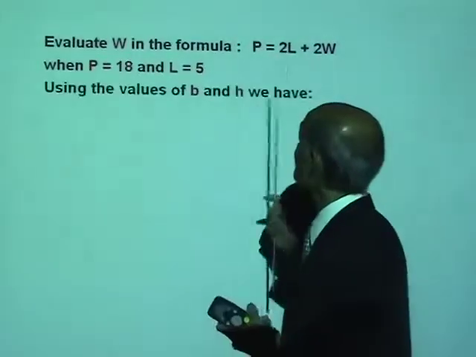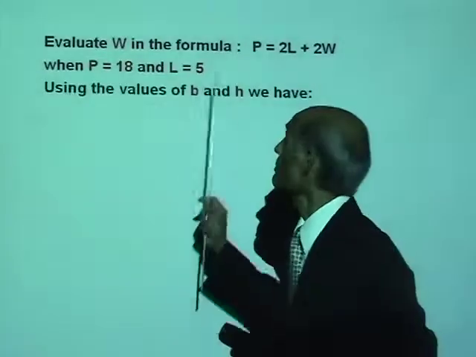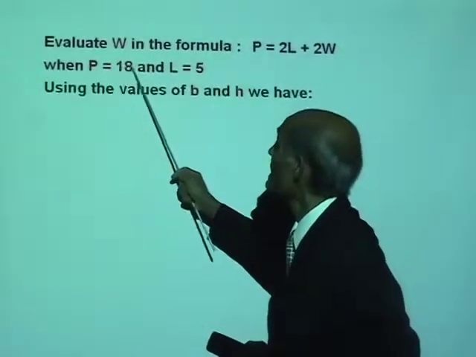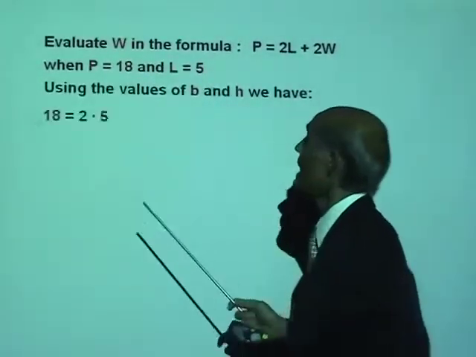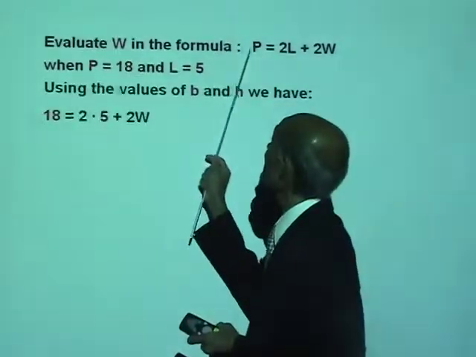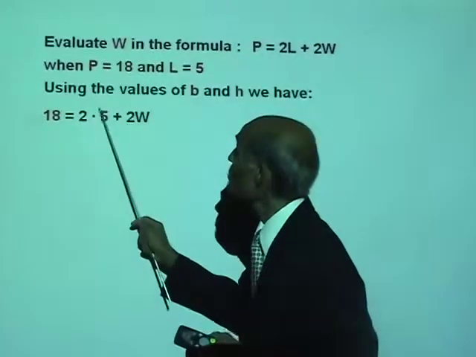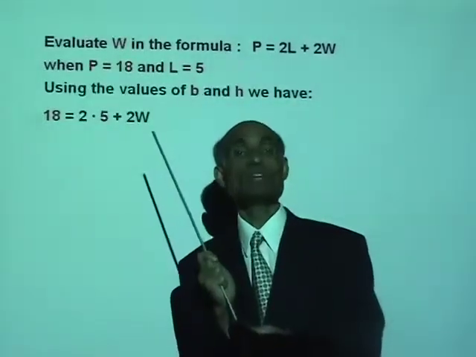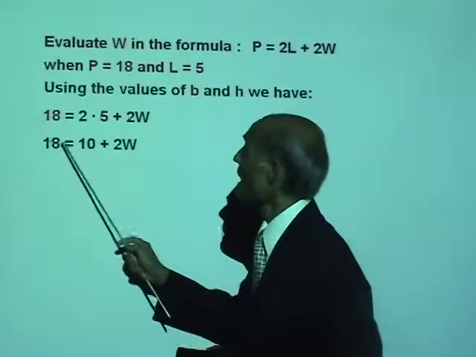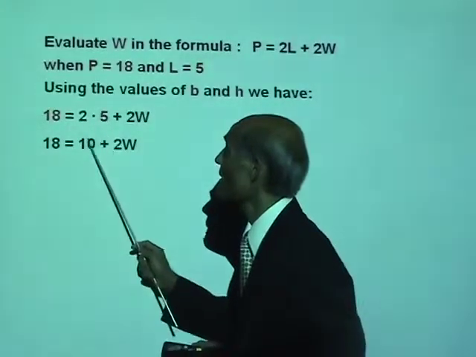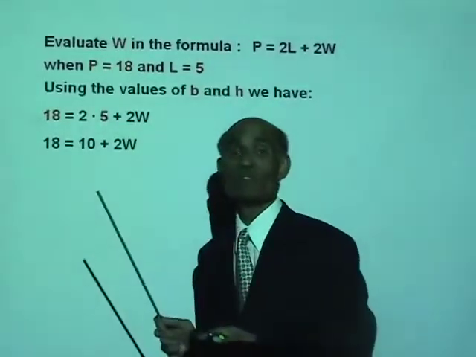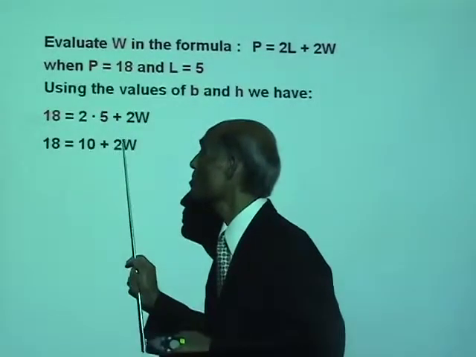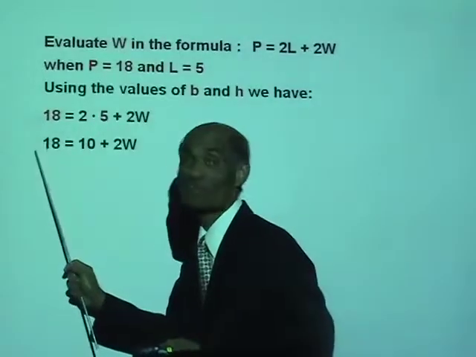So, what do we do? Let's first of all use the given values, replace the variables with their values. Replace P by 18, L by 5, and let's see what happens. So in place of P I have 18 equal to 2L. In place of L I put 5 plus 2W. We need to find W. Alright, that will be 18 equal to 2 times 5 is 10 plus 2W. Well, we want to solve for W, so what do we do? Leave the 2W on the right and move the 10 to the left.